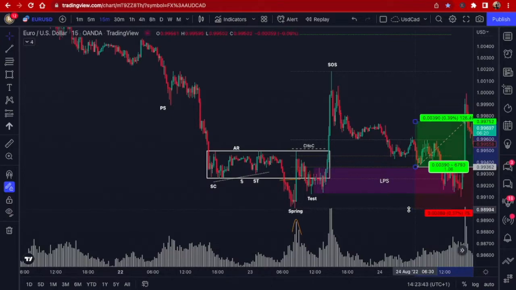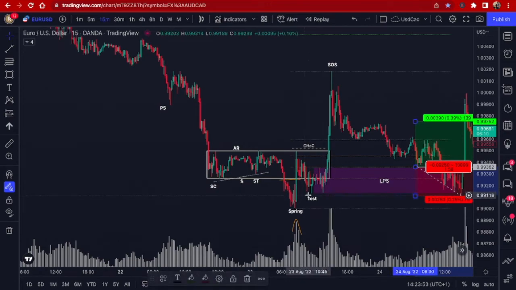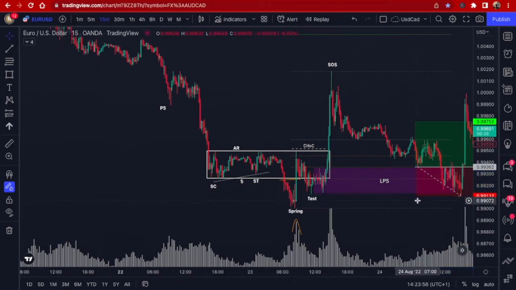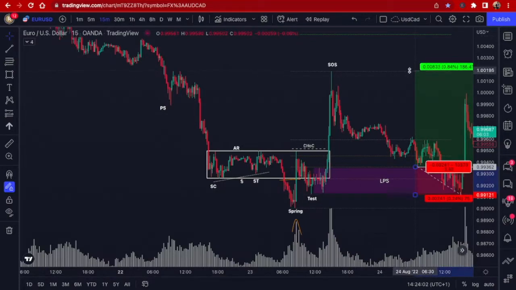Stop loss is always going to go below the spring. Now this is important. It's up to you whether you want to put it below the spring, whether you want to put it below the last point of support, whether you want to put it below the test. Now, if we put it below the test, for example, sure, it creates a bigger risk to reward. It's 3.5 rather than 2.2.